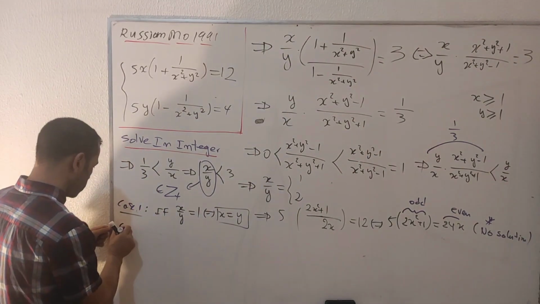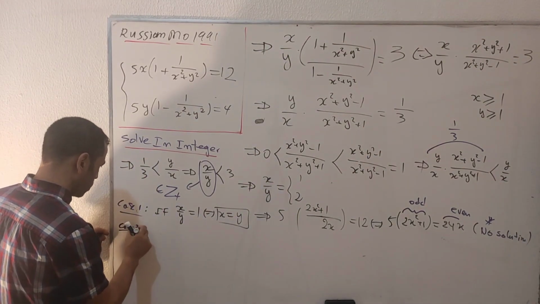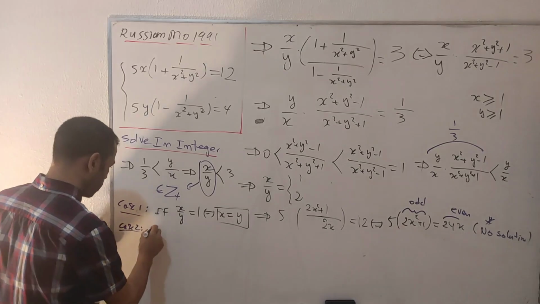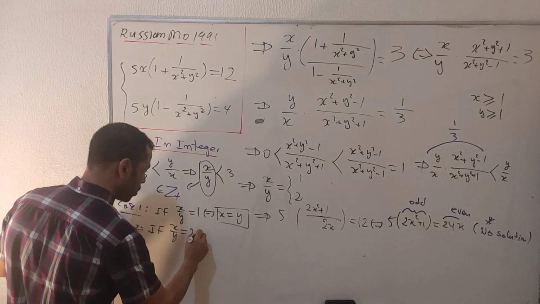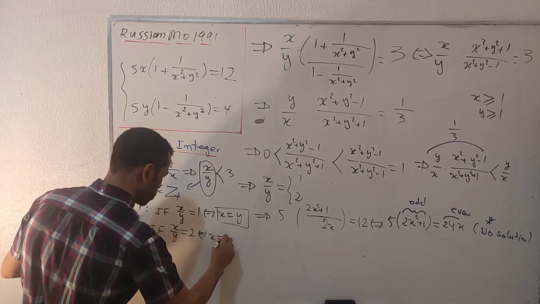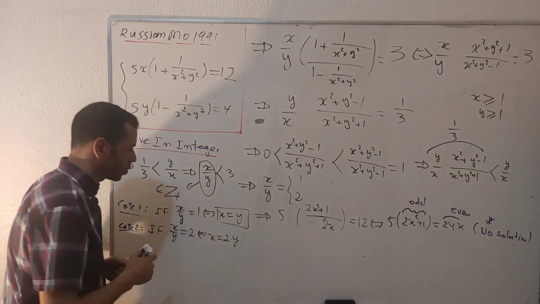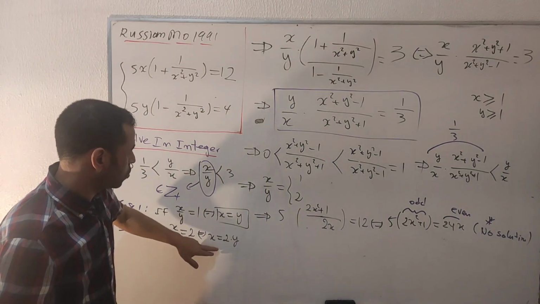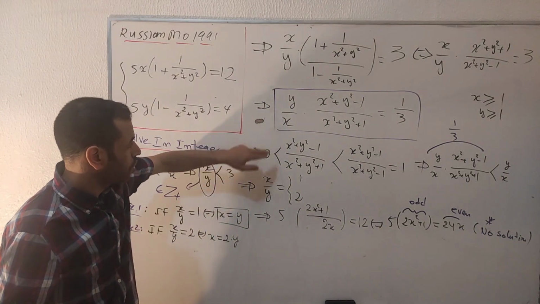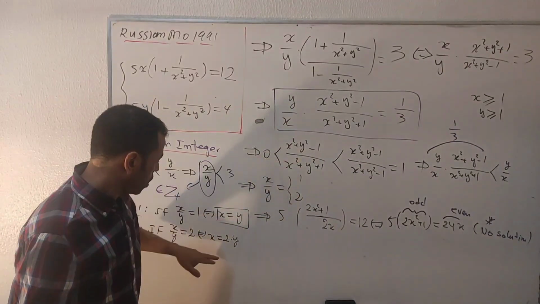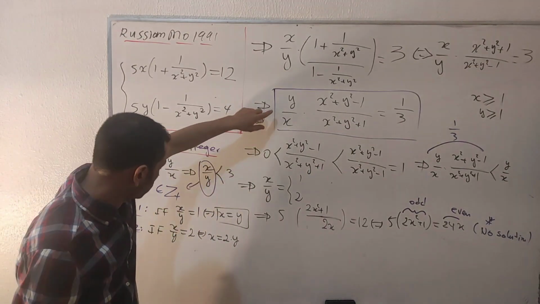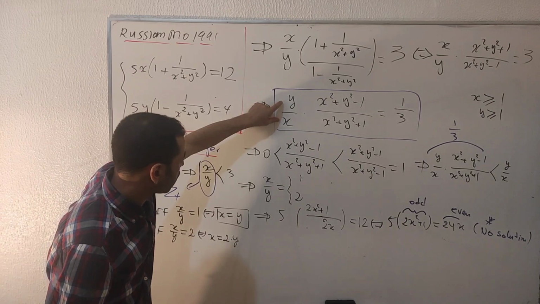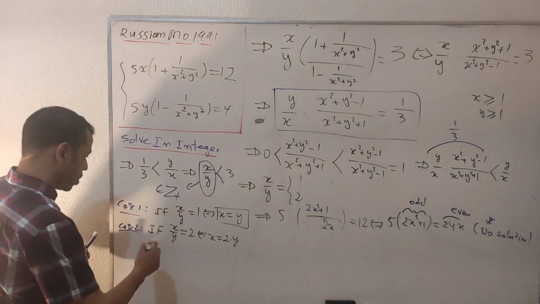Case number 2, if x over y equals 2, in the other word, x equals 2 times y. So the easiest way to find x and y, I'm going to use this equation. I simply have this fraction x over y equals 2, so I'm going to replace this one by half.